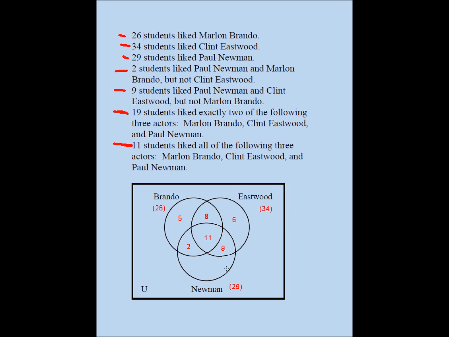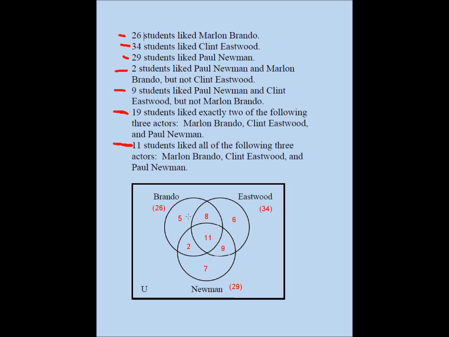Okay, let's try it once again. These four numbers should add up to 29, all the numbers in this circle. 11 plus 9 is 20, 20 plus 2 is 22. If you subtract 22 from 29, you're going to get 7.